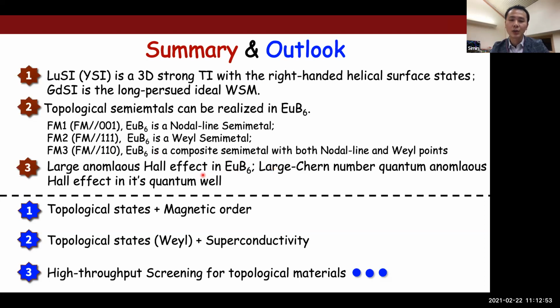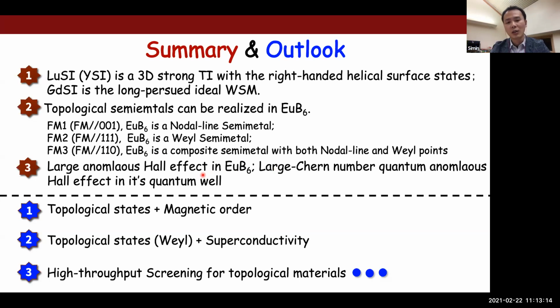I also want to give an outlook of this field. First, although the non-magnetic topological states have been well studied, there are few magnetic topological states. Second, there are also a few topological superconductors. How can we find more candidates?